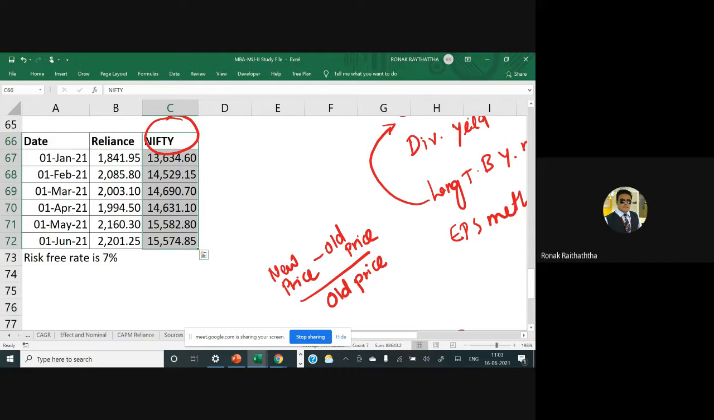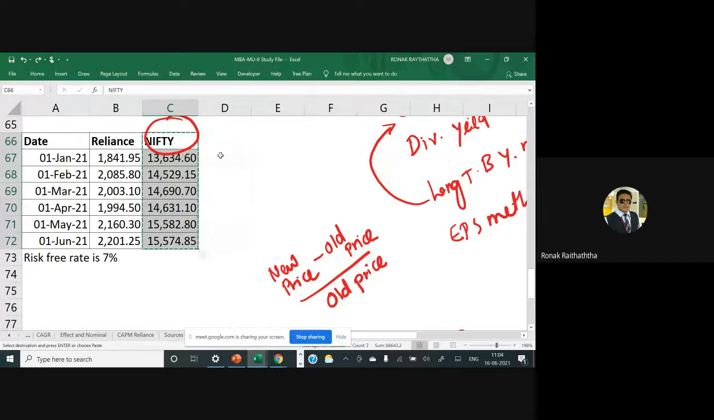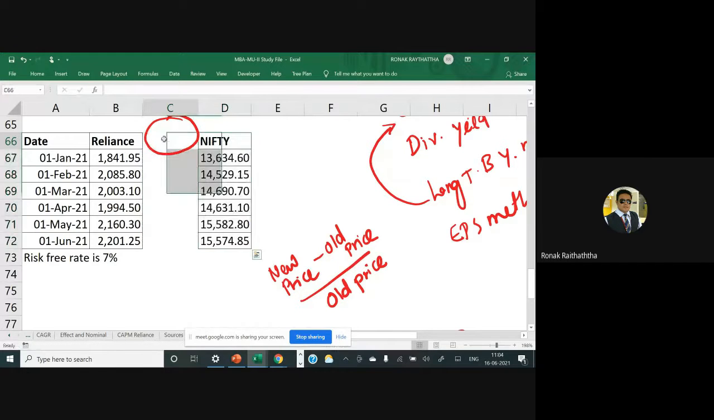So you have some new price, you have some old price. Divided by old price, you get the return for that particular month. So we'll be finding the return for Nifty as well as Reliance for all these months. Control X, I'm just taking it over here. Here I'm finding the return of Reliance. You will just see it for your practical exposure.